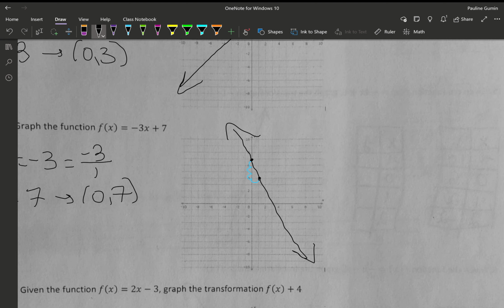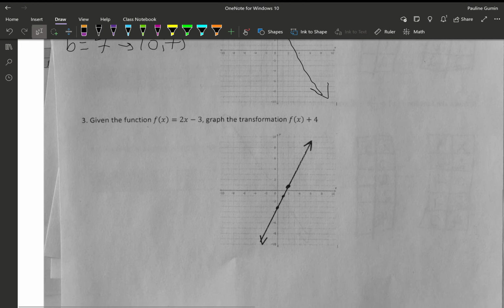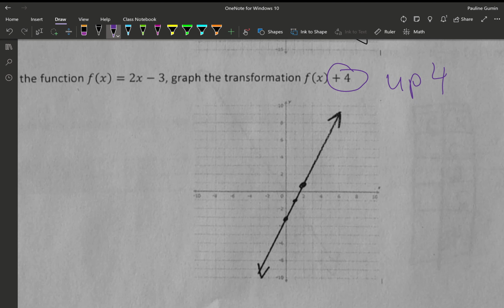But here is our beautiful f of x equals negative 3x plus 7. All right. Number 3 asks us, given the function 2x minus 3, let's graph that transformation. So we have our line already graphed. Plus 4 means up 4. So I have 3 points for you. Let's go up 4 on each of those 3 points.